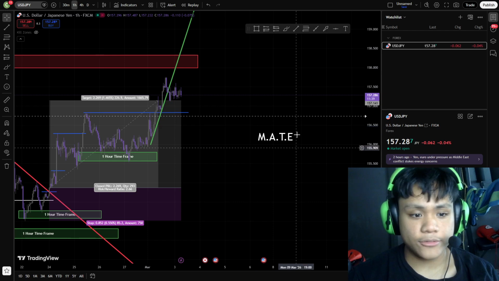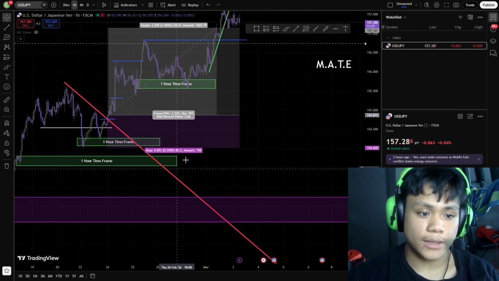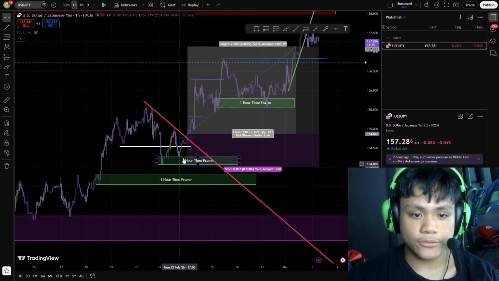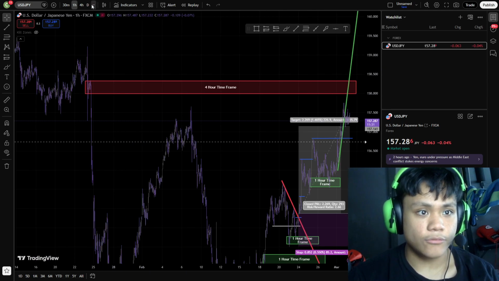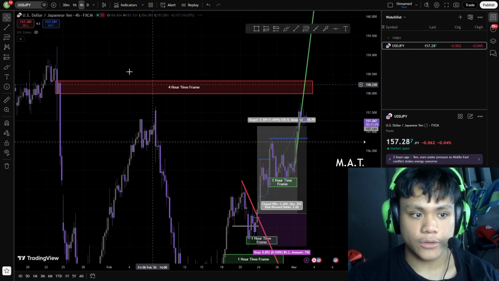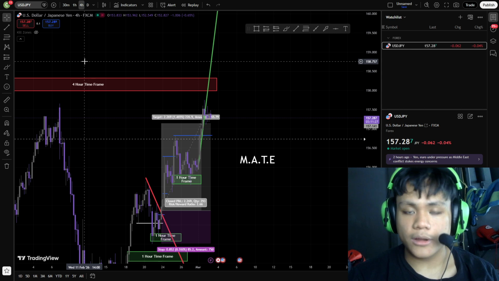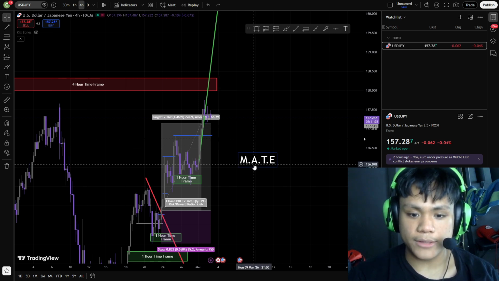So I use a MATE strategy. I also use supply and demand. So I use demand zones right here and supply zones right here from the 4-hour time frame. You see here there's also a demand zone. So we're gonna use the MATE strategy.